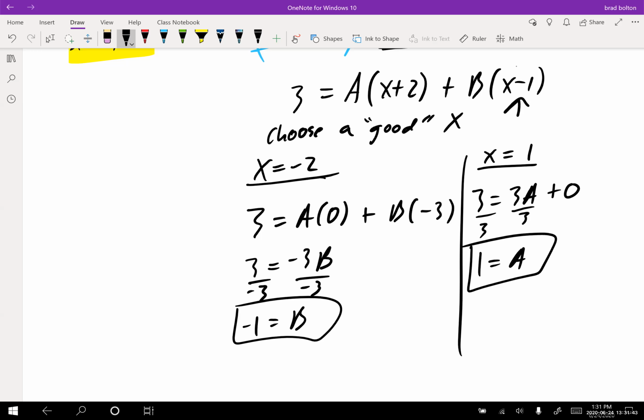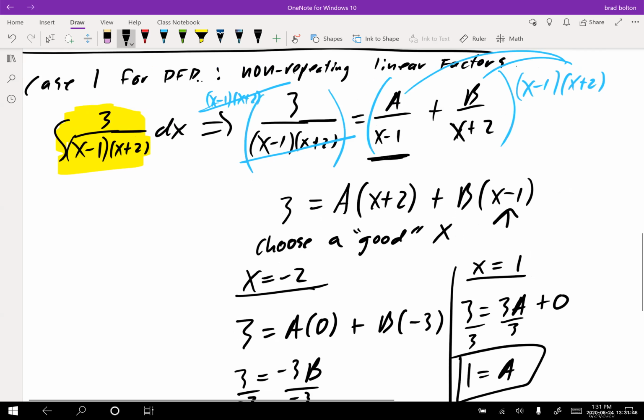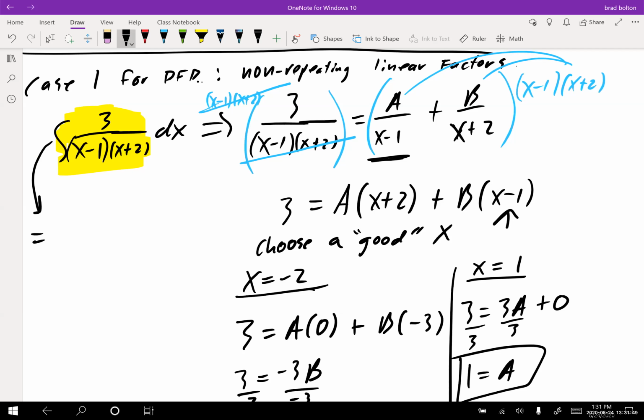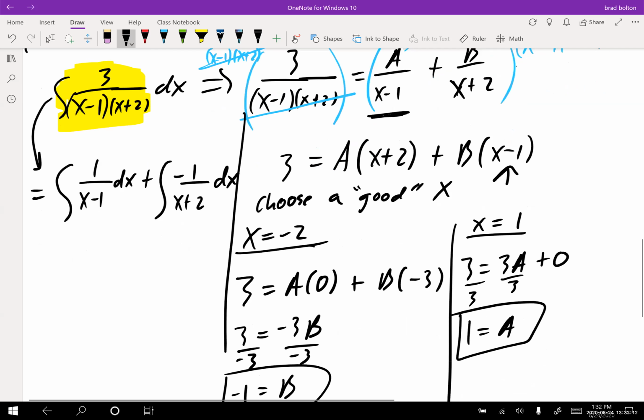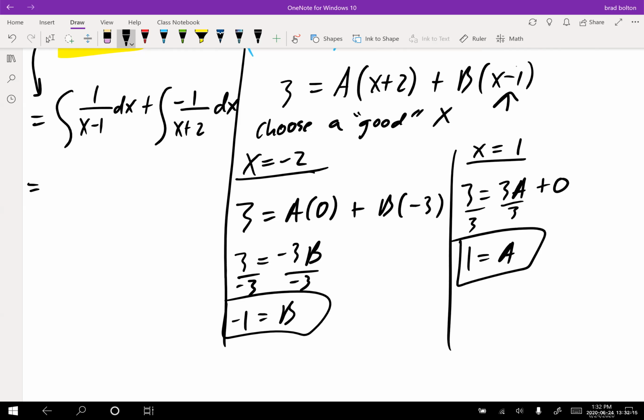So now you know your a and you know your b. So now I can rewrite this. This will now become the integral of 1 over x minus 1 dx plus the integral, I'm going to integrate piece by piece, of b, which is -1, over x plus 2 dx. So now this will be the natural log of the absolute value of x minus 1 minus the natural log of x plus 2 plus c.